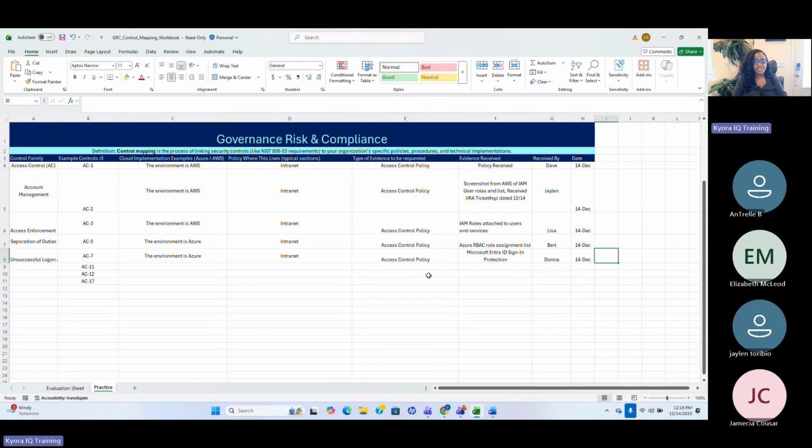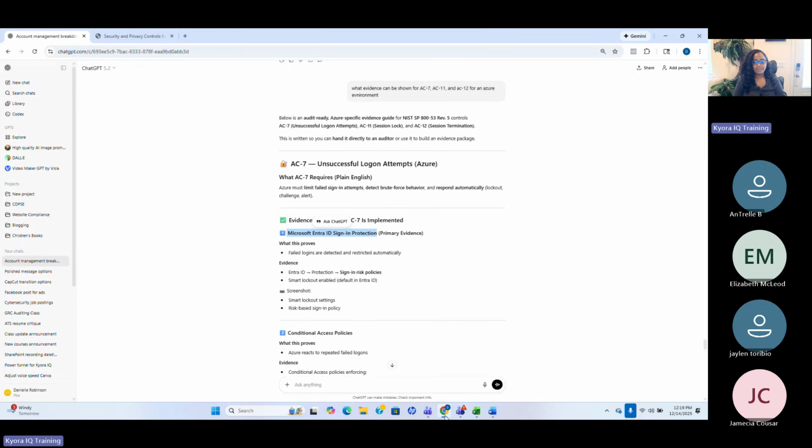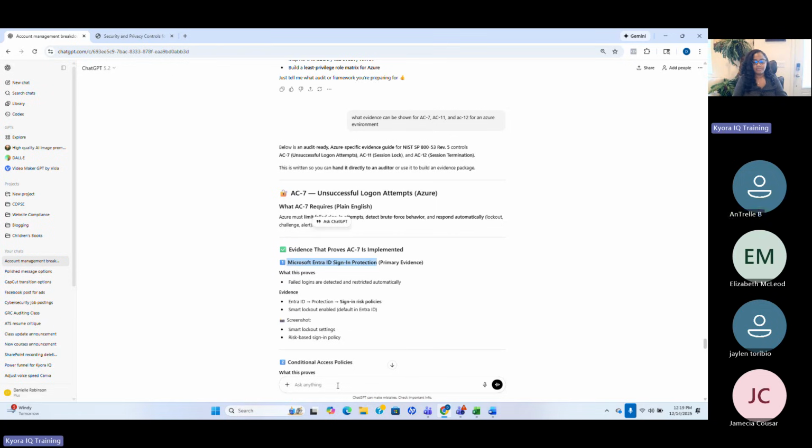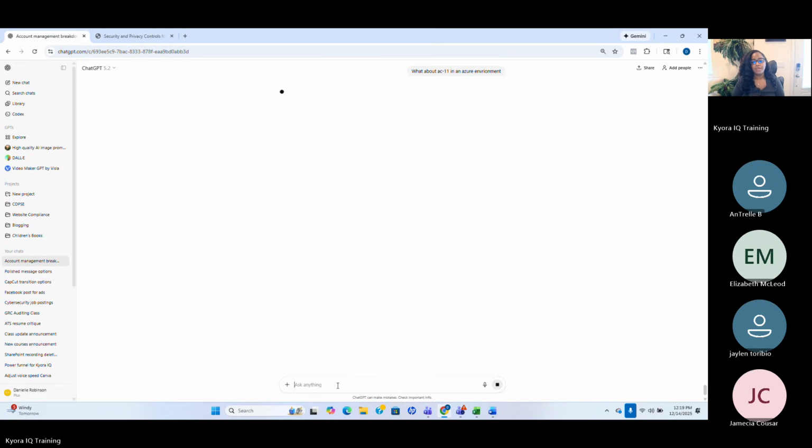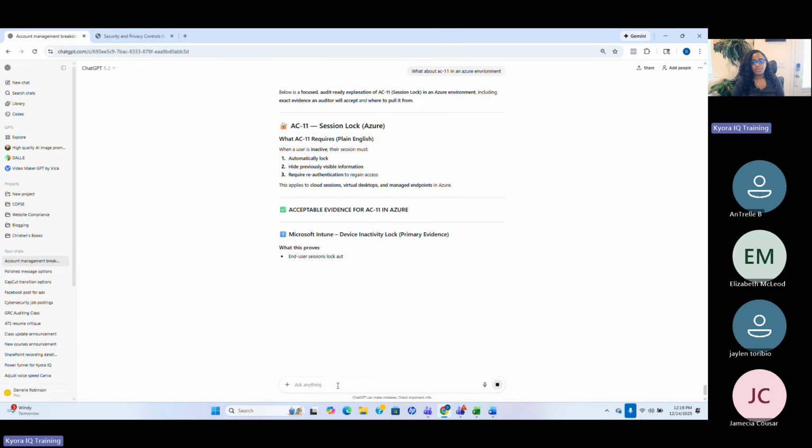All right, so let's do AC-11. Okay, now I'm getting lazy. What about AC-11 in an Azure environment? AC-11 is session lockout. When a user is inactive, their session must automatically be locked out, hide previously visible information, and require re-authentication to regain access. So that's pretty much straightforward, right?